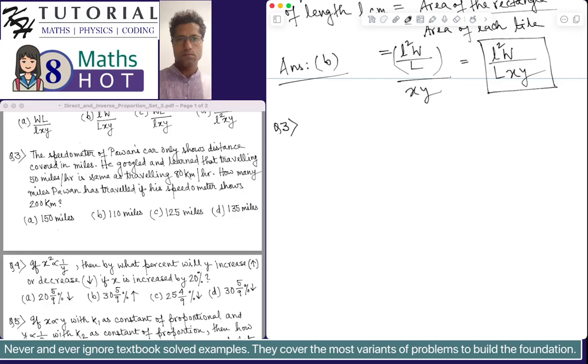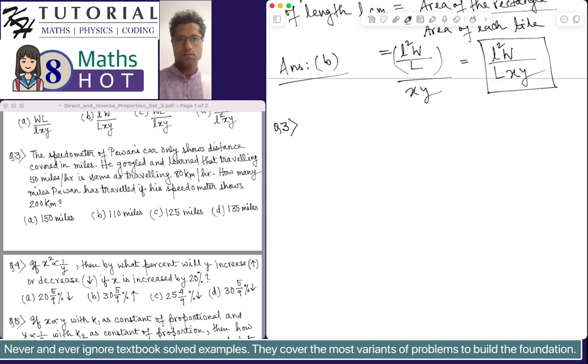So the speedometer of Pawan's car shows distance covered in miles. So if Pawan travels a certain distance, the distance traveled will be shown as miles. But Pawan did a Google search and he came to know that traveling 50 miles is equal to traveling 80 kilometer. Now the question is how many miles Pawan has traveled if his speedometer shows 200 kilometer. Now the question is incorrect.